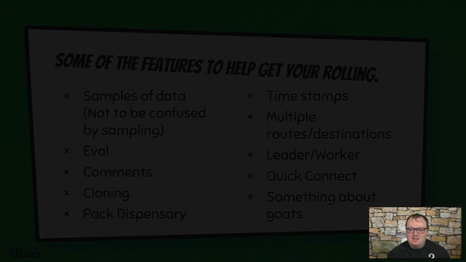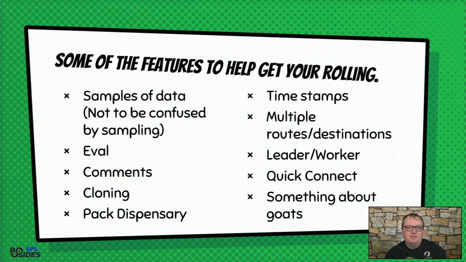So some of the features in Cribl Stream that you should be focused on. One of my favorites is samples of data. It's not to be confused with sampling, which is a different function in Cribl Stream. Whenever I say Cribl Stream, I'm using them interchangeably, even though I shouldn't. Eval functions basically say, hey, this field should be this, stuff like that. There are deeper evals that we'll go into as well.